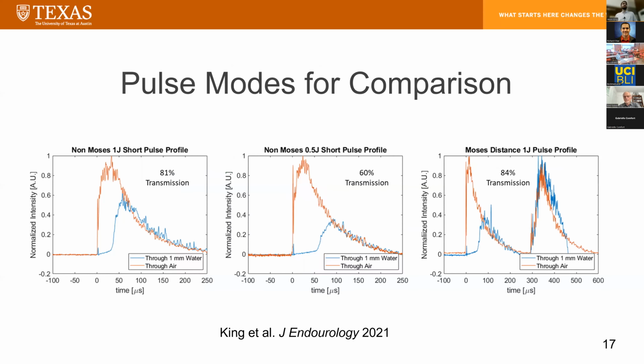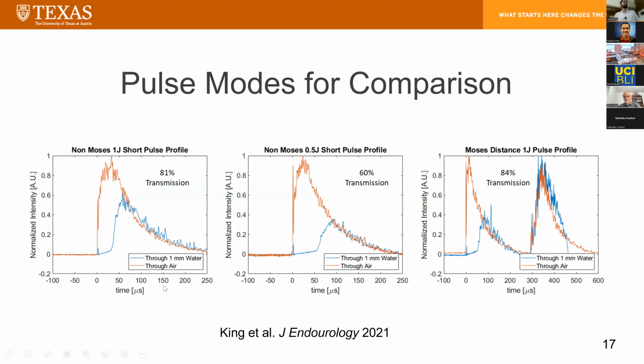And we compared 3 different types of pulses. First, labeled non-Moses, is a typical, traditional 1 joule pulse. In the middle is a half joule pulse, again just a normal pulse, and we repeated that 2 times per location for a total of 1 joule. And then on the right here is what they call a Moses distance. This is the pulse modulated pulse, where we have this first pulse and then immediately followed by the second pulse.